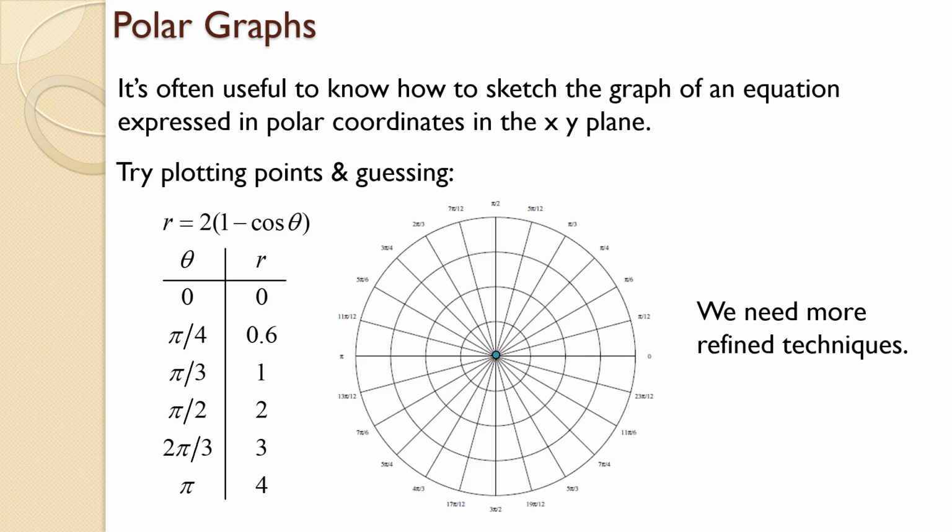You then just pick a list of angle values and find the corresponding radii and plot them in order, in increasing order of the angle. And then from there, once you plot all the points, you simply connect the curves and hope that you're right. Obviously, we need a more refined technique.